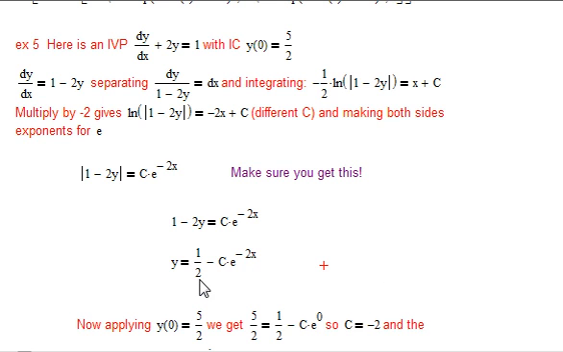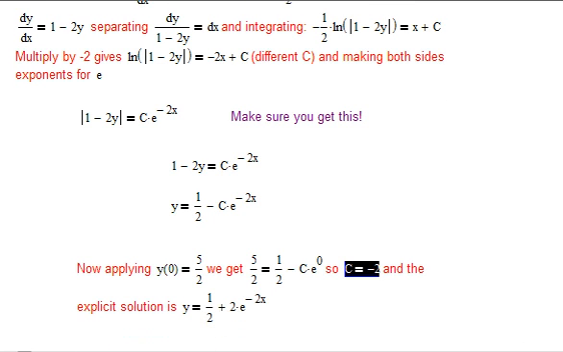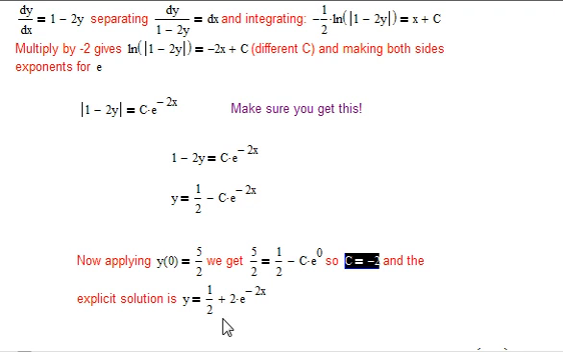But we can now at least apply our initial condition. When x is 0, y is 5/2. X is 0, that makes this e to the 0, and that makes this 1. So 1/2 minus c times 1, so 1/2 minus c equals 5/2. That forces c to be negative 2, because it's got to be 1/2 minus negative 4/2. And we got the explicit solution, y equals 1/2 plus 2 times e to the negative 2x. I thought you'd like that.